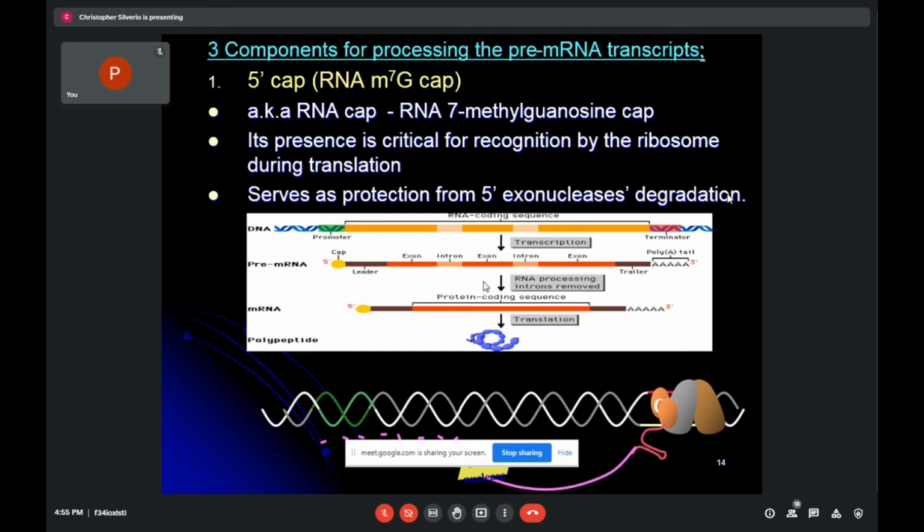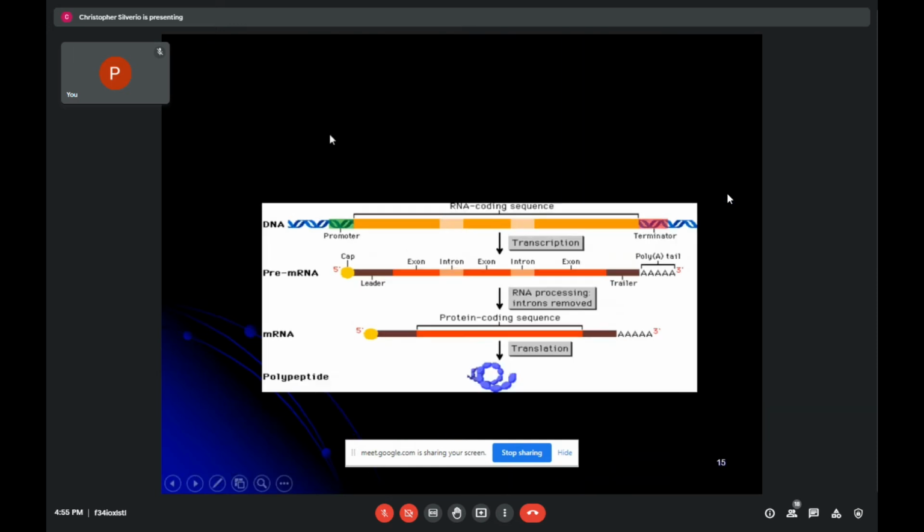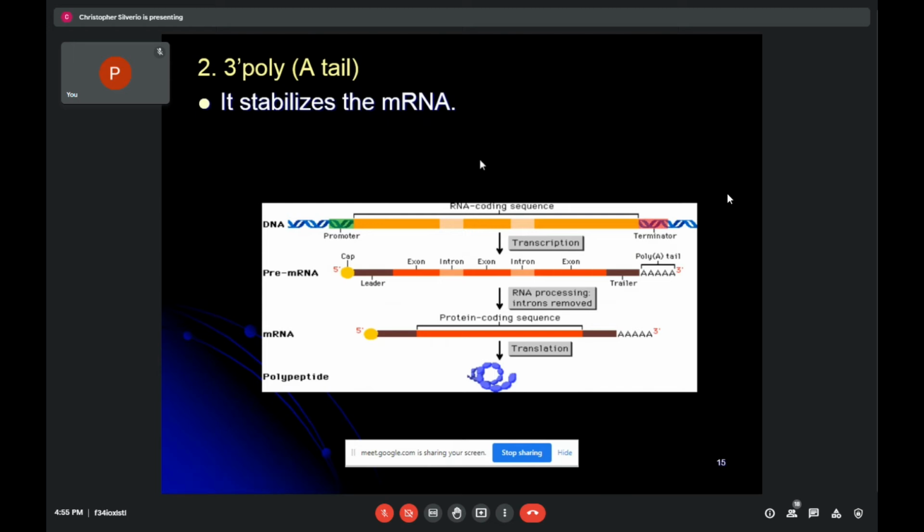Did you understand me, class? Now, the importance of this cap. Another is the poly-A tail. What is the importance of this poly-A tail? It stabilizes the mRNA. So, Jem, what should be done with their connections in order that it will become stable?